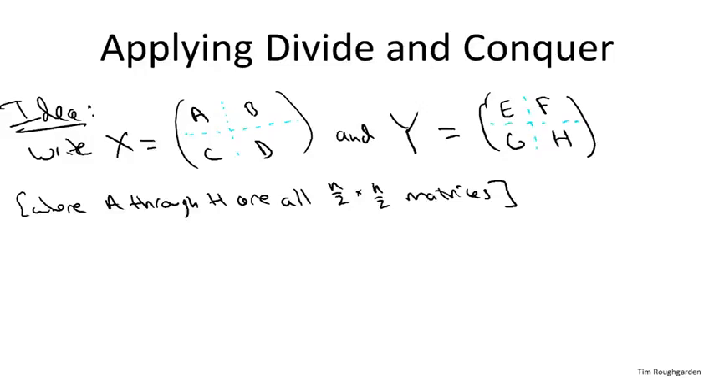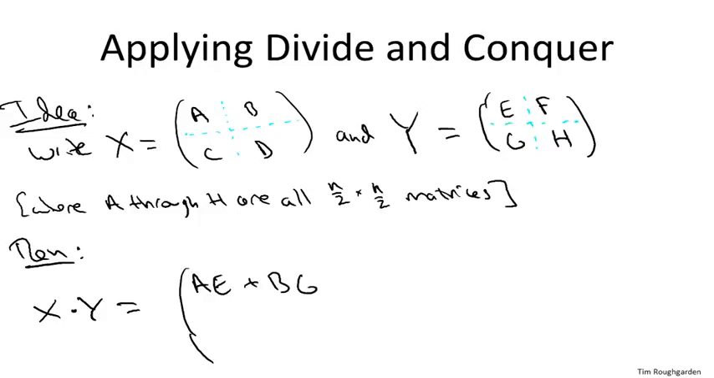What I mean by that is that the product of X and Y can be expressed in terms of its quadrants. And each of its 4 quadrants, each of its 4 corners, can be written as a suitable arithmetic expression of the quadrants of X and Y. So here's exactly what those formulas are. They're exactly analogous to when we just multiplied a pair of 2 by 2 matrices.